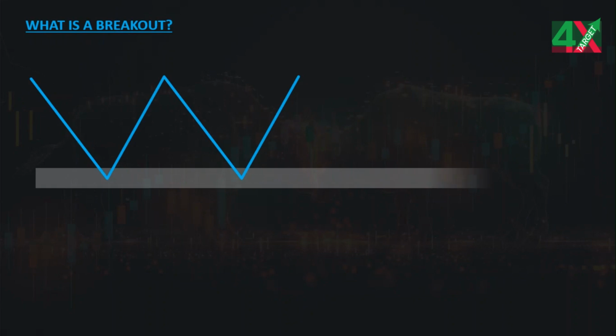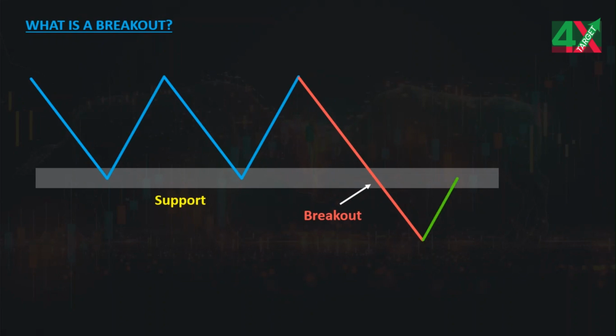A breakout occurs when price moves beyond a significant support or resistance level, trend line, or chart pattern boundary. Traders view breakouts as opportunities to enter early in a move. It's often seen as a signal that the current trend will continue or a new trend is starting. However, not every breakout is genuine, and that's where things get tricky.